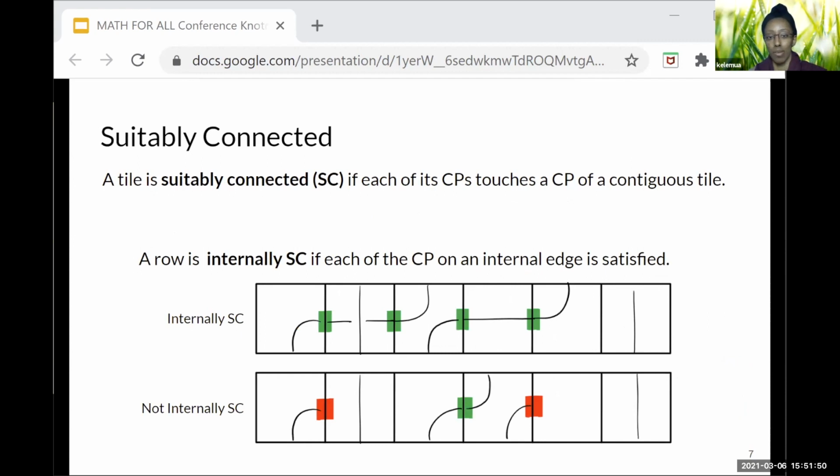So in our game, a row can be either internally or externally suitably connected. A row is internally suitably connected if each of its connection points on an internal edge is satisfied. And below are examples of an internally suitably connected row, as well as a row that's not internally suitably connected.